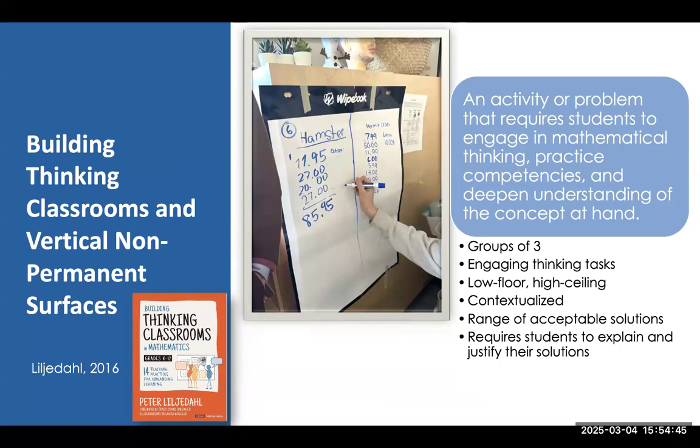One thing that I'm seeing a lot in classrooms these days, and seeing huge impacts, is students working on vertical non-permanent spaces collaboratively in groups of 3 to find solutions to problems that are open-ended. These are low floor, high ceiling questions that are contextualized. They range in acceptable solutions, and they require students to explain and justify their thinking.